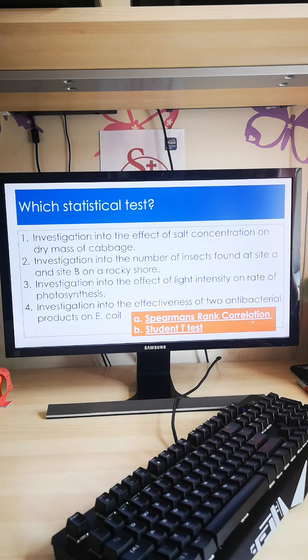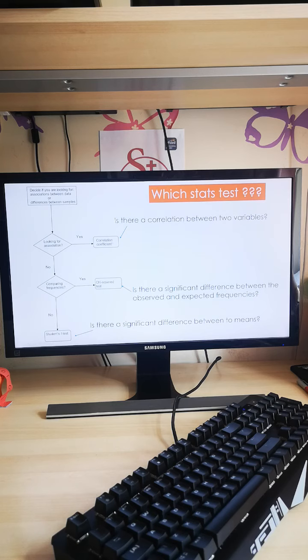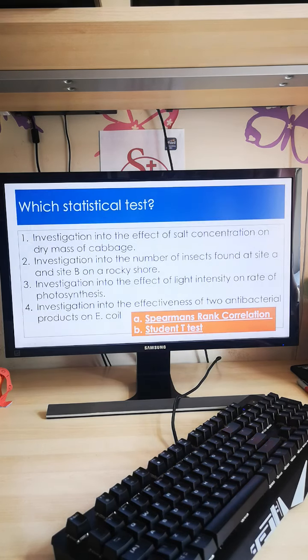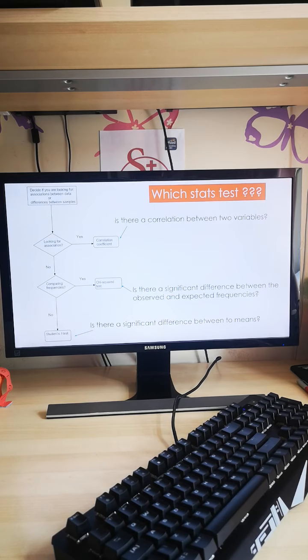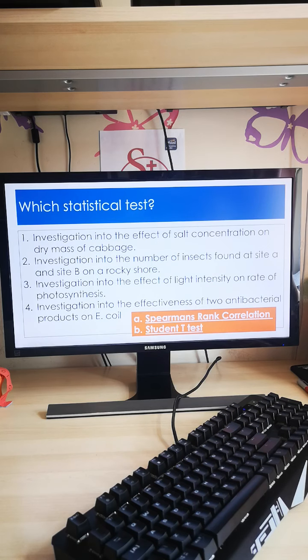Okay, so just to see whether we've got an idea of any of those, we're just going to concentrate on 2. Spearman's rank correlation coefficient, and the student t-test. Okay, so if you stop the video, can you decide which of those 2 stats tests you would use for each of these? You can go back and look at this sheet as well. Okay, and then join me back.